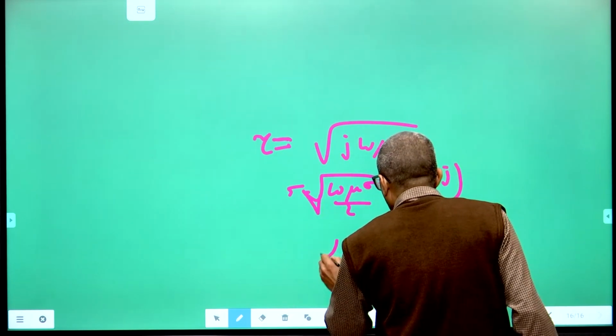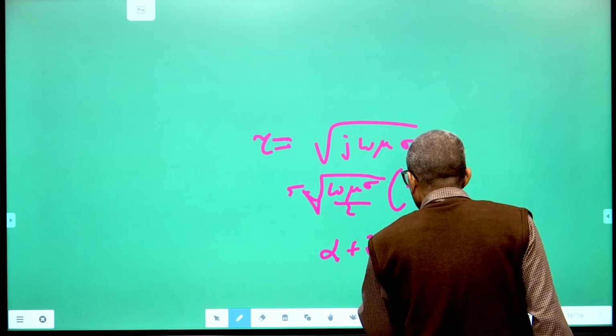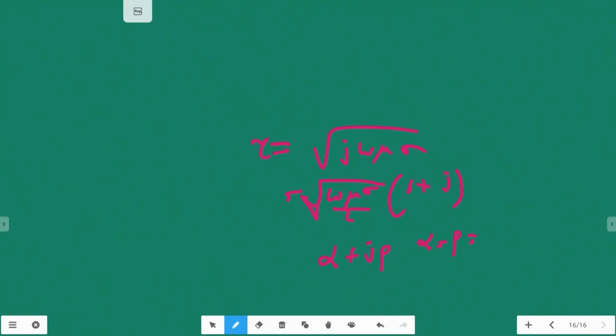It means that gamma is alpha plus j beta, where alpha equals beta equals root of omega mu sigma by 2. So you can see that the wave will attenuate inside a conductor according to e power minus alpha z. E power minus j beta z does not cause attenuation, its magnitude is 1. So this is the attenuation, where alpha is given by this in the case of high conductivity.